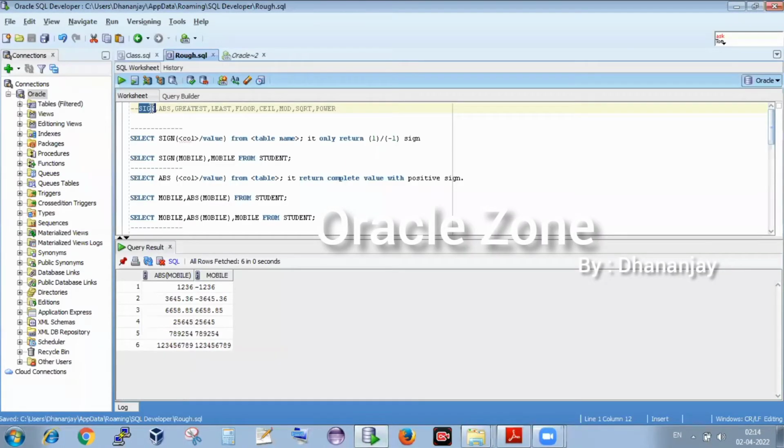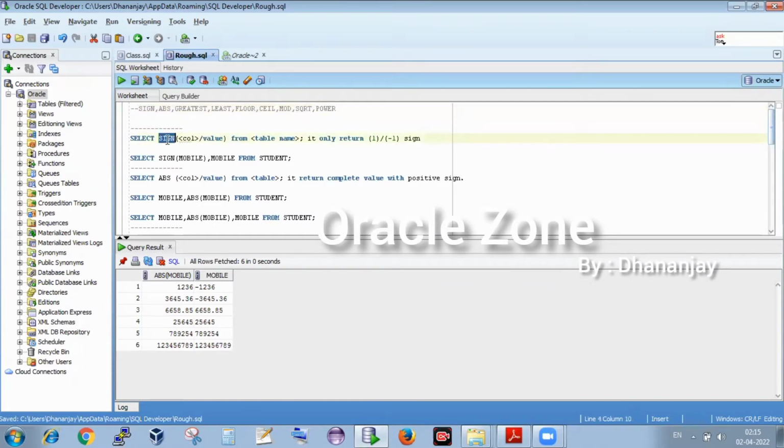In number functions we have a few functions like sign, ABS, that is absolute, greatest, least, floor, ceil, mod, square root, and power. Okay, so these are the main functions which belong to the number functions, so we are going to discuss them. Okay, so let's go one by one.